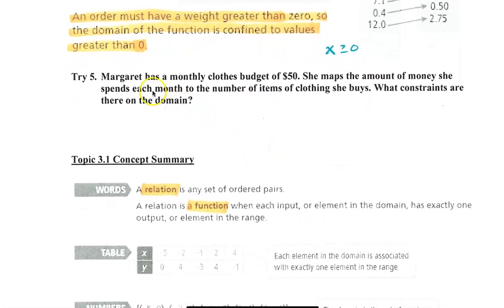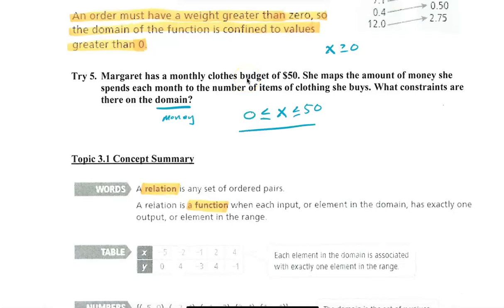The next one, Margaret has a monthly clothes budget of $50. She maps out the amount of money she spends each month to the number of items of clothing she buys. What are the constraints on the domain? So if we're talking about domain as her money, well, a couple things. It says her monthly budget is 50, so we can't go past 50. So we're definitely less than or equal to 50. But also, just like we talked about here, a lot of times your domain can't be negative. We can't have negative money. We don't want to go into debt. We can't spend negative money. So my domain would be that. That'll be our constraints for the domain. And that's the lesson.